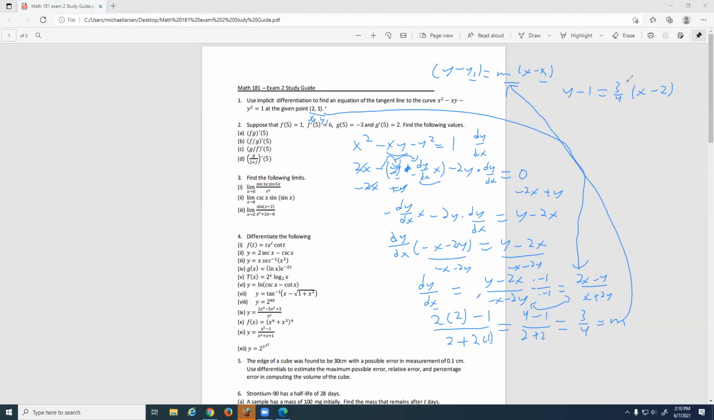And from here, you could multiply this out and isolate for y and get slope-intercept form, but you don't really have to. I think this is a fine answer right here. So yeah, any questions on this one before we move on to number 2? Nope, I'm good.